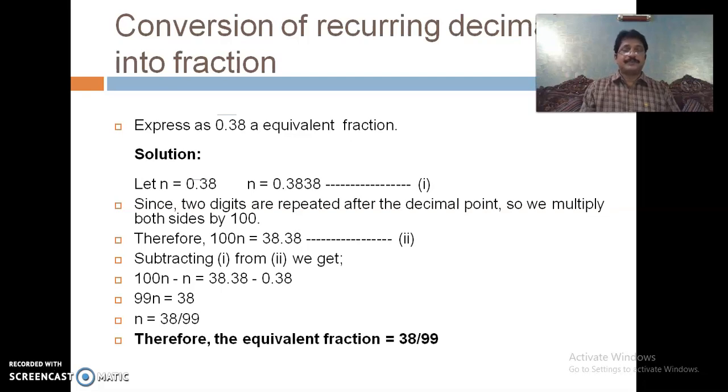Clear? Okay. So now we'll go for one more example. The equivalent fraction is 38 by 99. Clear? Okay.